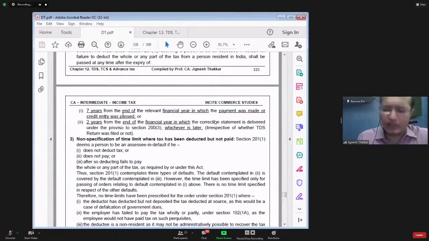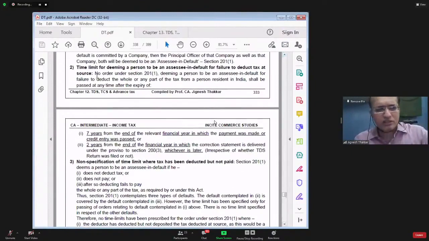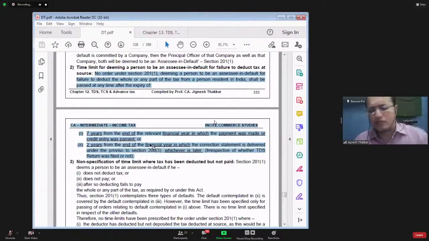Sorry, this time limit is applicable when the payer has not deducted tax and nor paid the tax. So, payer has neither deducted tax nor paid the tax to the government. In that case, this will be the time limit to pass the order for considering payer to be assessee in default. But if payer has deducted tax but has not paid the tax to the government, then this time limit is not applicable. Have you understood this? Yes or no?